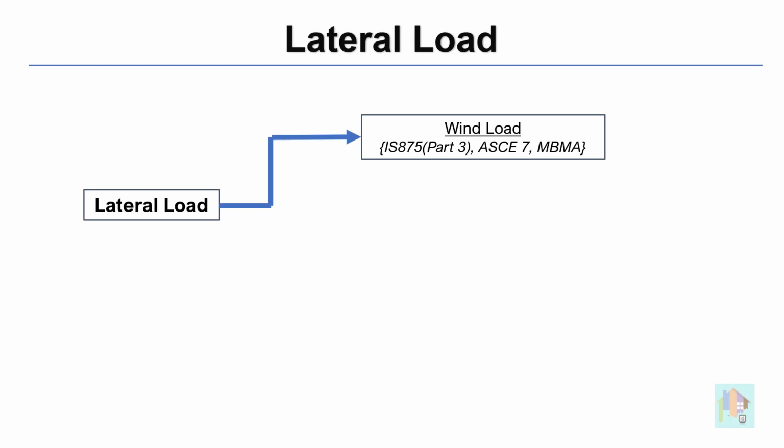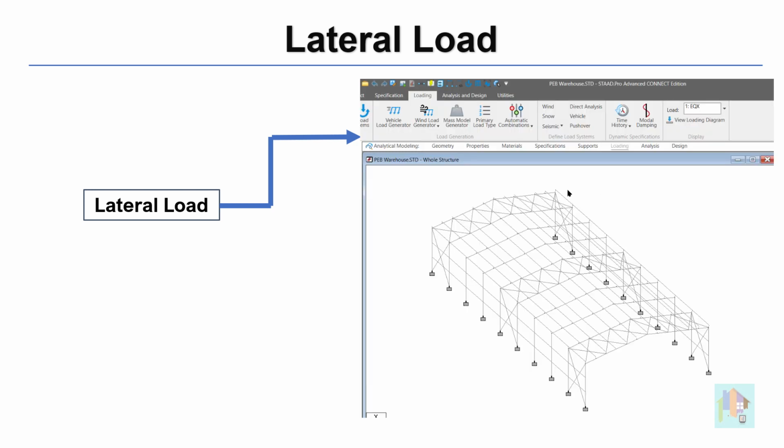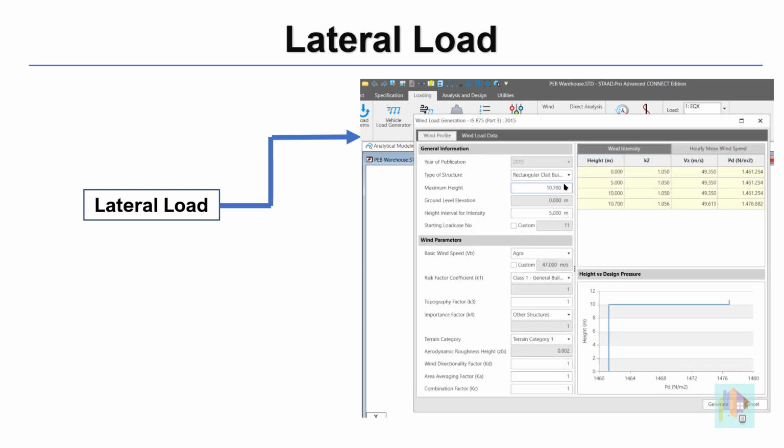Next is lateral load with wind and seismic component. For wind load generation, we can consult IS 875 Part 3 2015 or ASCE 7 code. Though a wind load generator is included in STAAD to auto-generate wind load on different parts of the structure, it is not extended to sloped or pitched roof structure.